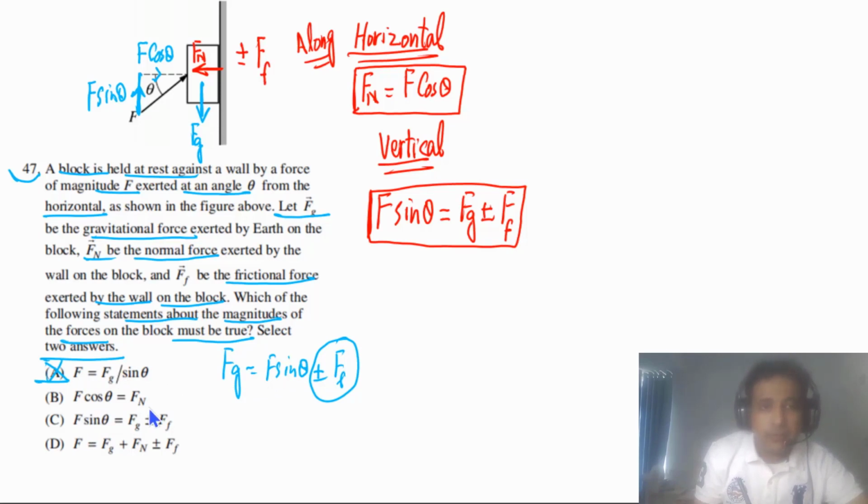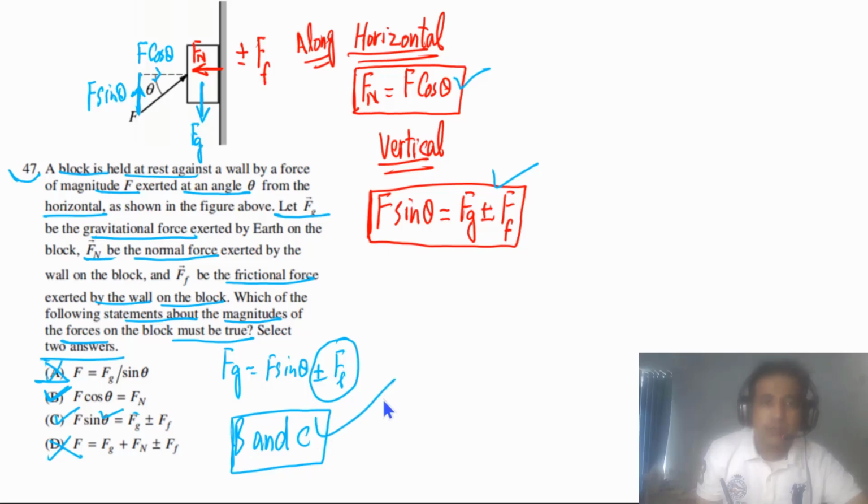F cosine of theta is equal to Fn. Yes, F cosine theta is equal to Fn, so this option is correct. F sine of theta is equal to Fg plus minus F. So C is also correct. And D is incorrect. So the answer for this question is B and C. We have to select two answers. So this is the answer.